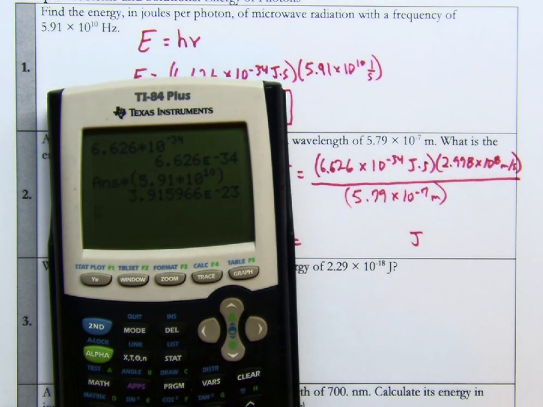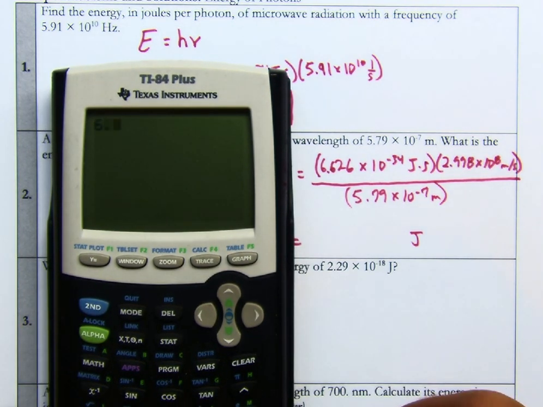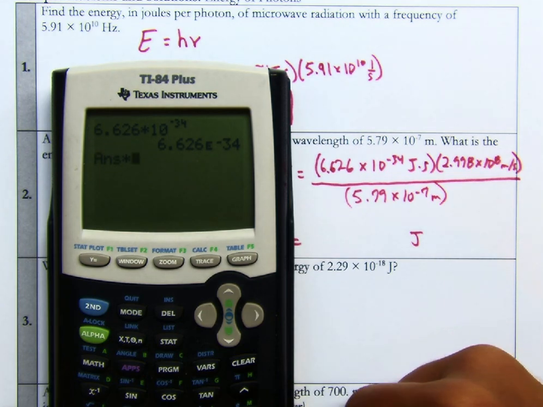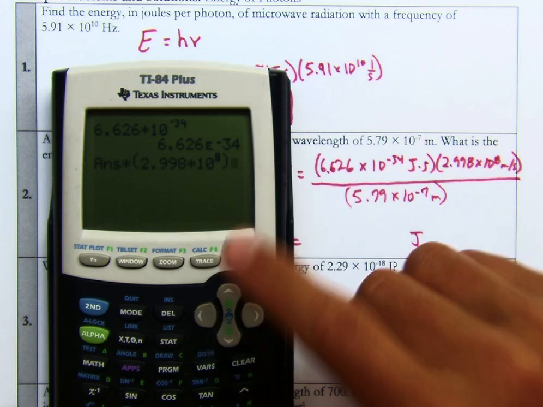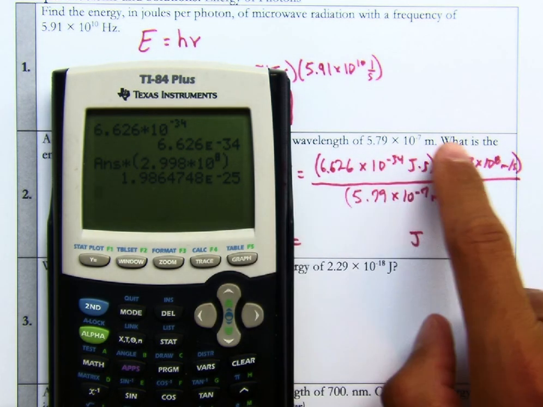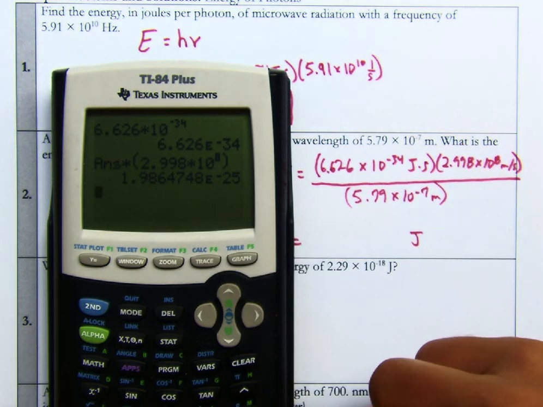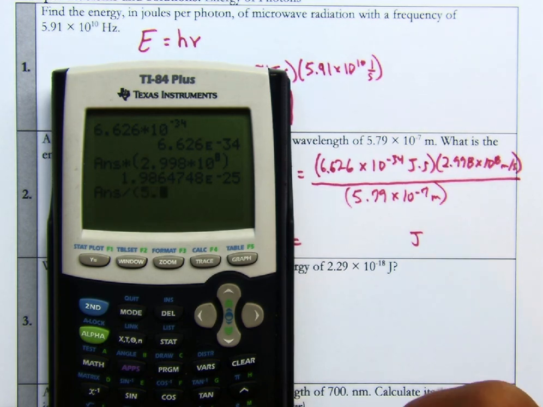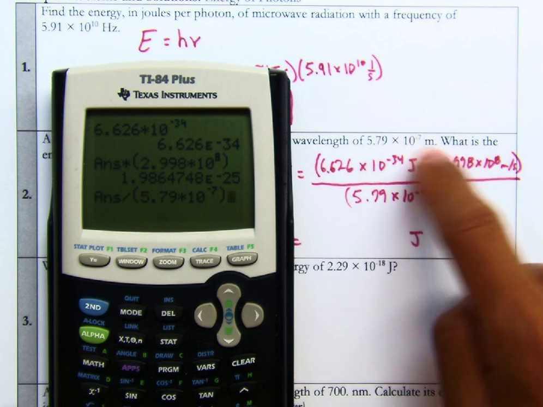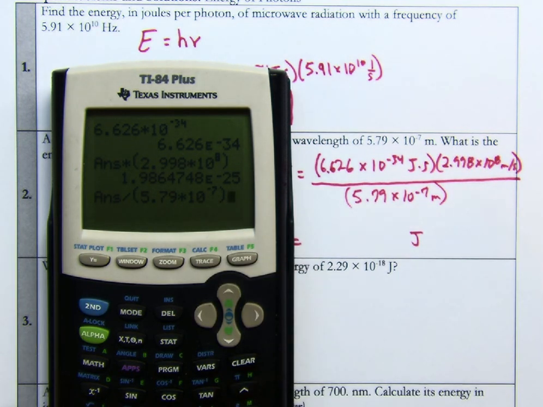So let's see what we get. This could get a little complicated in your calculator. 6.626 times 10 to the negative 34, that's our Planck's constant, times, and I'm going to open my parentheses, 2.998 times 10 to the 8th, close parentheses. So that's taking Planck's constant times the speed of light. I'm going to hit enter. That number is the product of the speed of light and Planck's constant. Now that is going to get divided by, open parentheses, 5.79 times 10 to the negative 7, close parentheses. The product of these two numbers gets divided by our wavelength. Paying attention to parentheses is very important here.